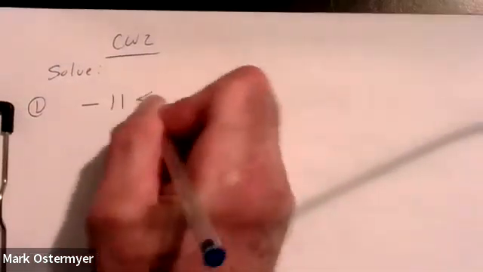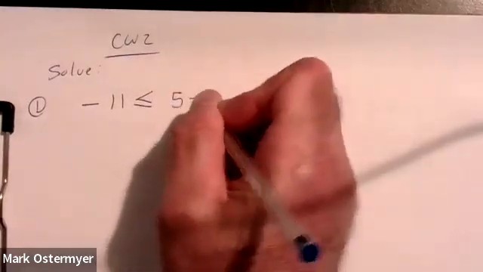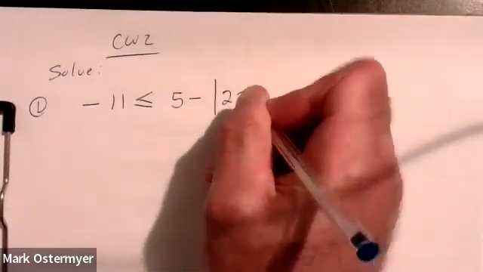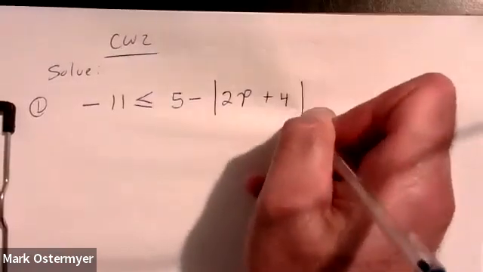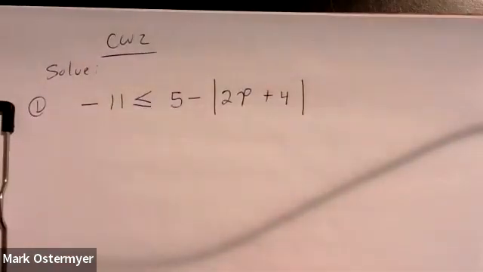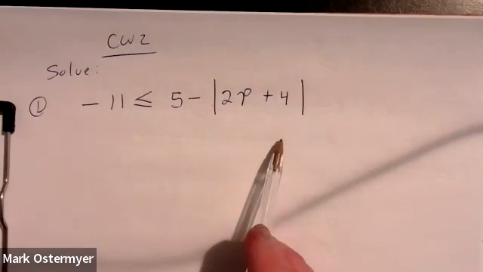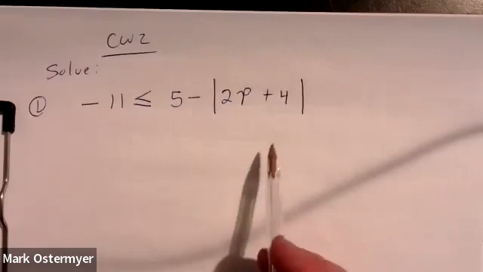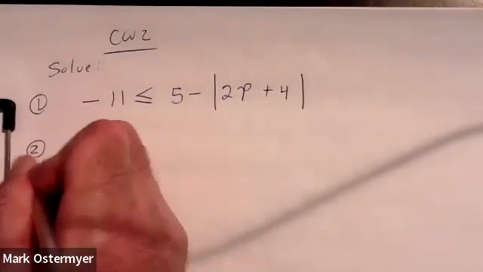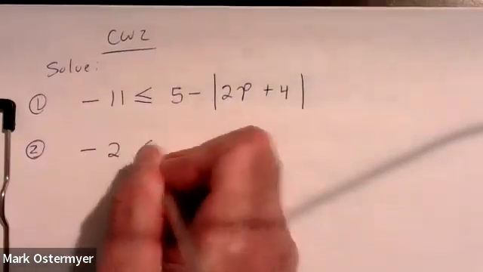Negative 11 is less than or equal to 5 minus the absolute value of 2p plus 4. See if you can solve this absolute value inequality. And I would like you to graph the solution set and also represent the solution set using interval notation. Okay. And number 2, see if you can solve this.